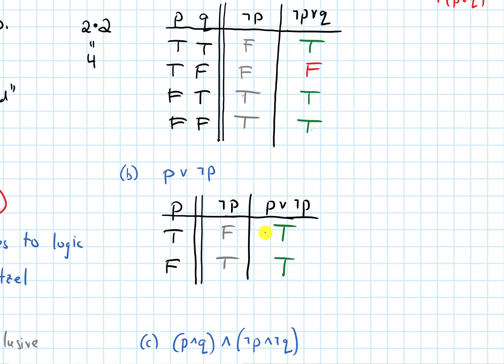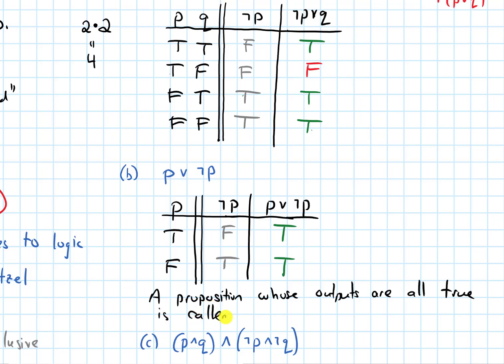Alrighty, so in this truth table, all the outputs ended up being true, and that has a special name. A proposition whose outputs are all true is called a tautology.